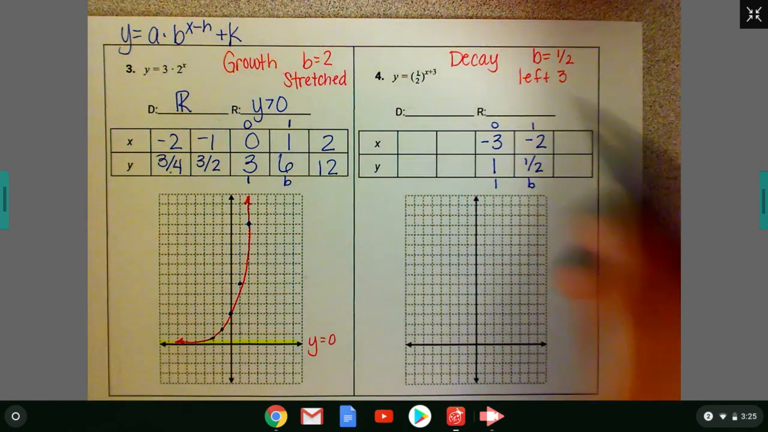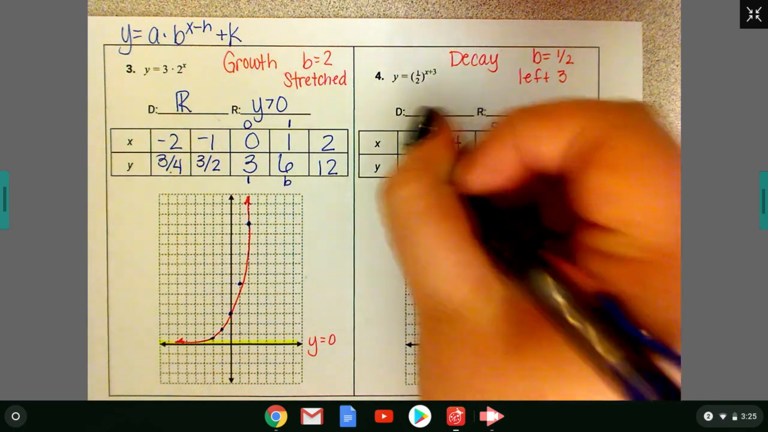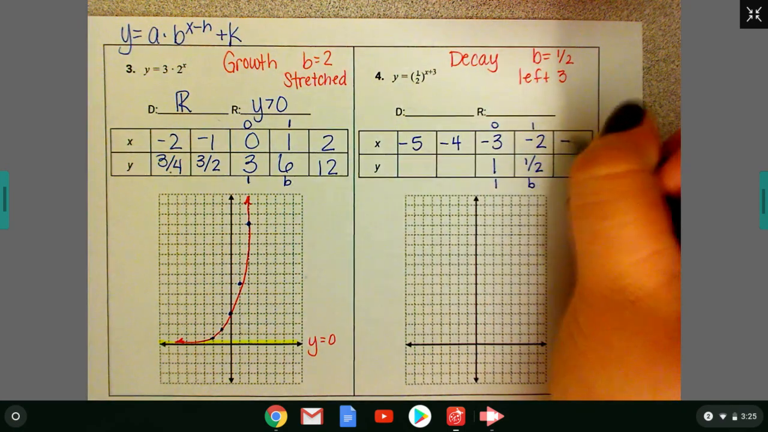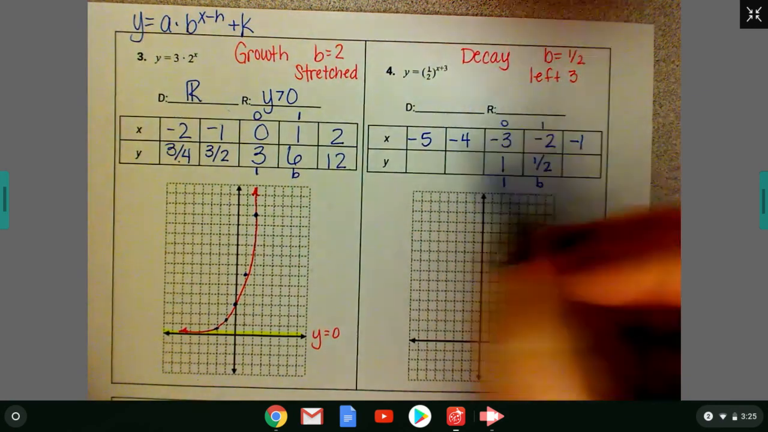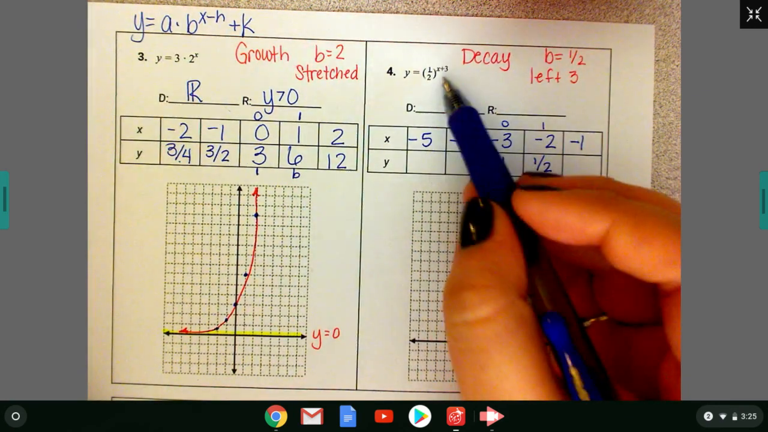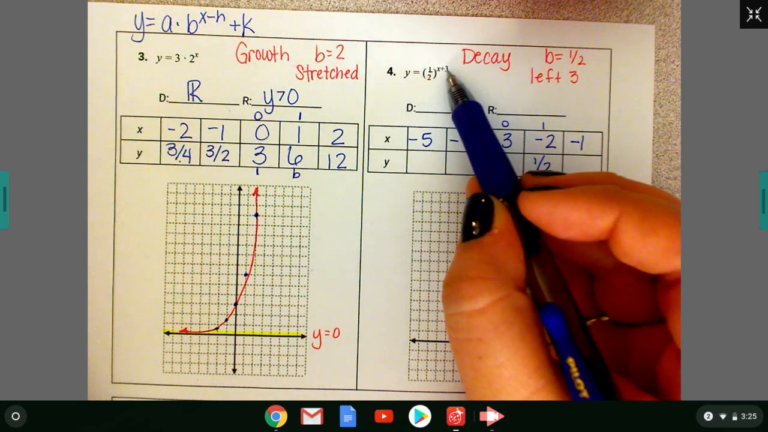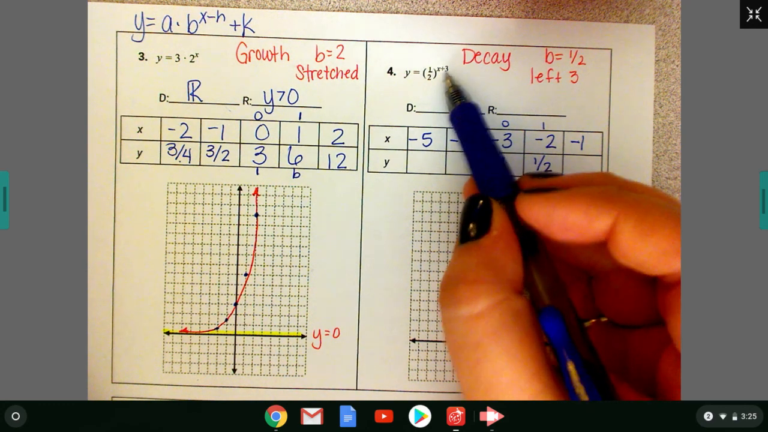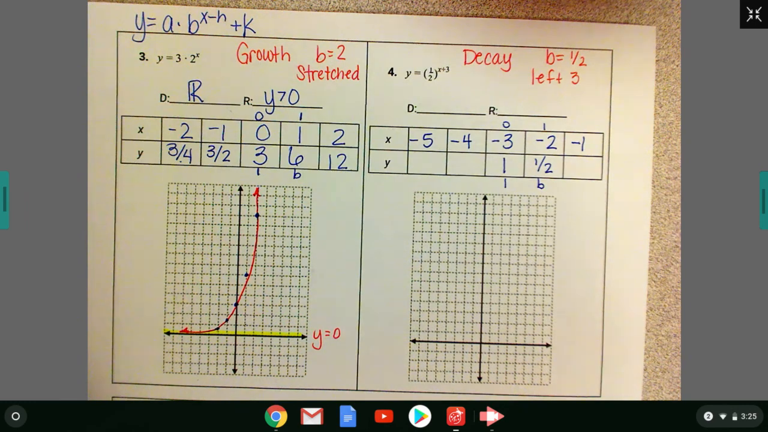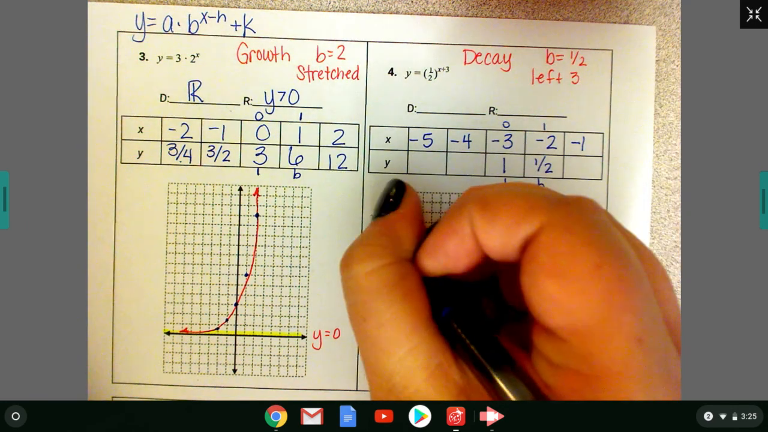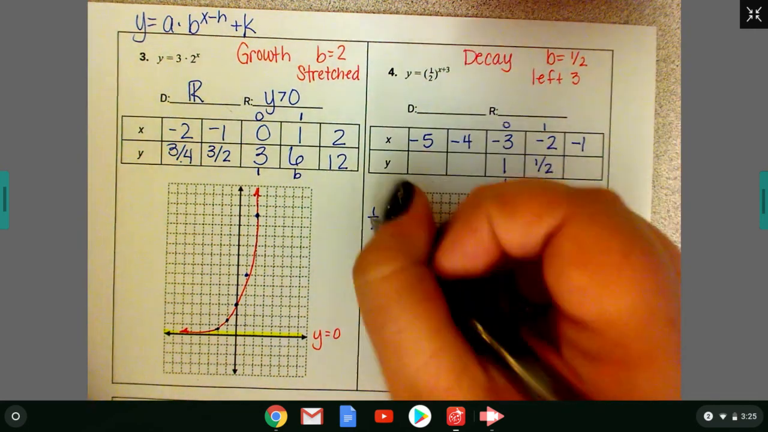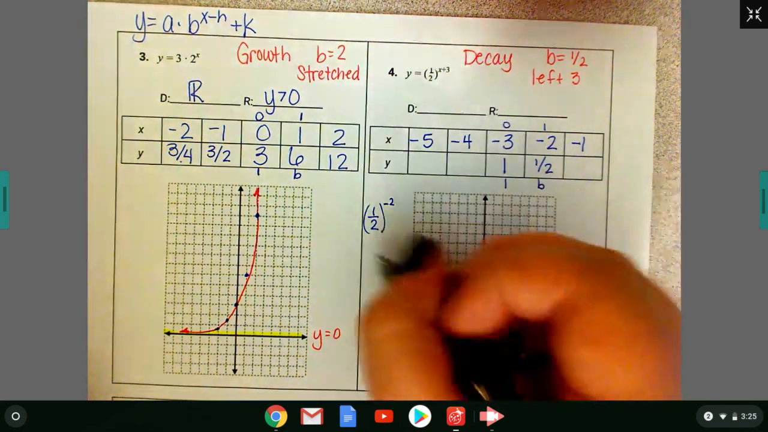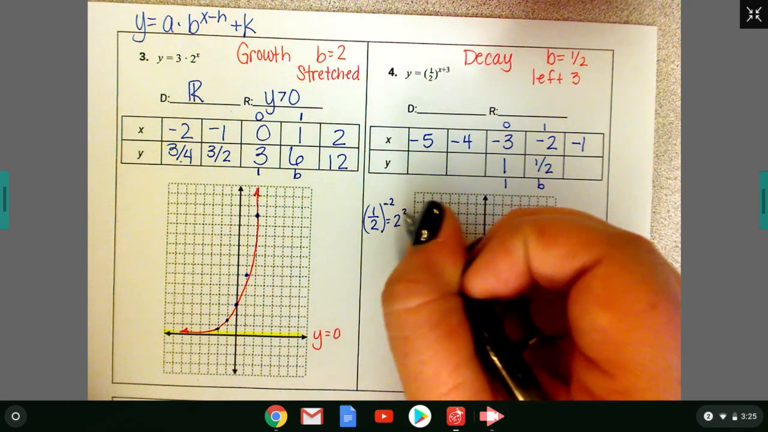Let's check some values to the left and one to the right. So we've got all negative numbers here. Let's see, if we plug in a -5, my exponent -5 plus 3 is going to be -2. So 1/2 to the -2. Let's pull out some scratch work if you aren't good at it yet. 1/2 to the -2, that's 2 squared, so that's 4.